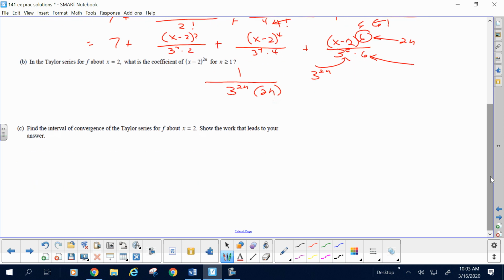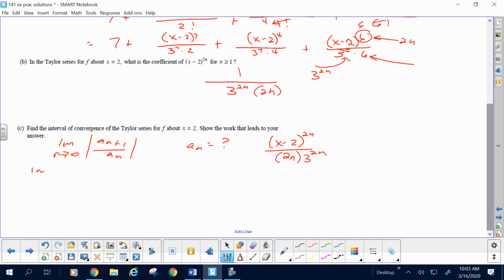And then last but not least, the hardest part, the interval of convergence. So you cannot do the ratio test until you know what is the general term. So the general term, we kind of just touched on it here. The general term is x minus 2 to the 2n over 2n times 3 to the 2n. Okay? That's a rule for any term.